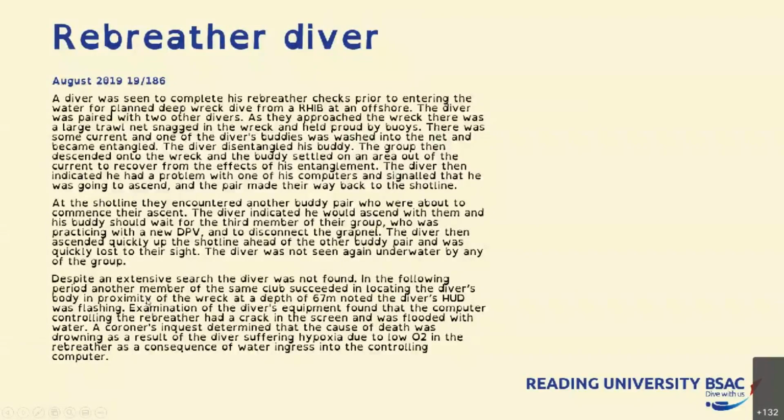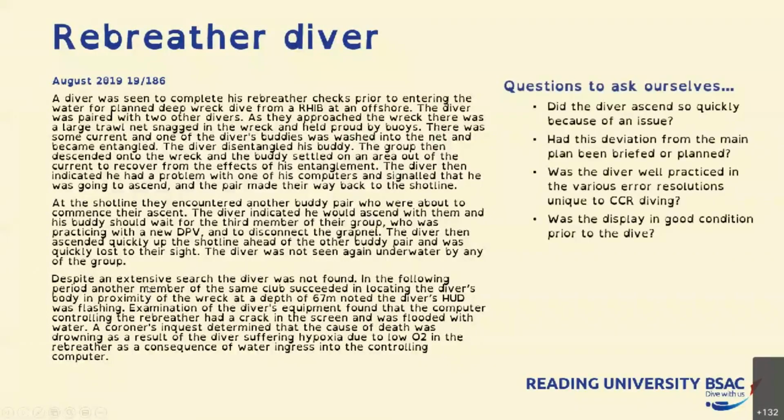Now, things that you think about with relation to this. Did that diver ascend so quickly because they had an issue, or did the issue begin on the shot line at some point when they were separated from the other two?